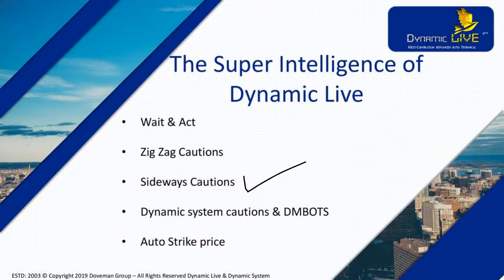And then we have these dynamic system cautions and DMBOTS. Now, before any major movement in the market, right on top or right at the bottom, these dynamic system caution symbols will appear, telling you that the price is about to reverse, so that you will be able to exit your trades with maximum profit. Not only that, you will also be able to take an opposite trade very early in order to capture the big movements and trade like a professional trader.